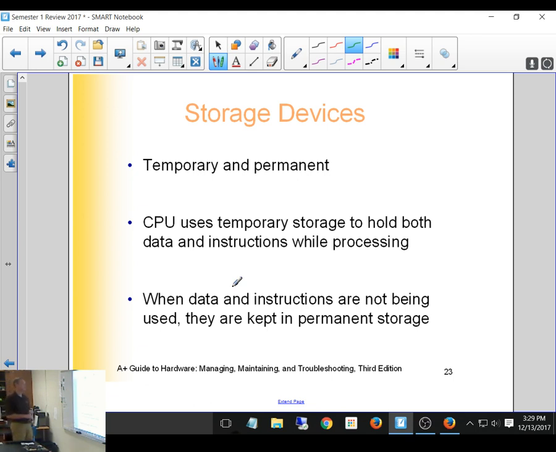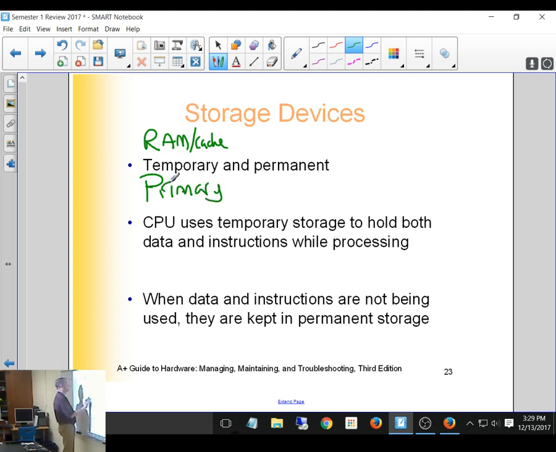As far as storage, we know that we've got both temporary and permanent, and we also got primary and secondary. RAM and cache, which actually is a form of RAM, we know, is temporary. Temporary, because I'm not writing. And also primary.